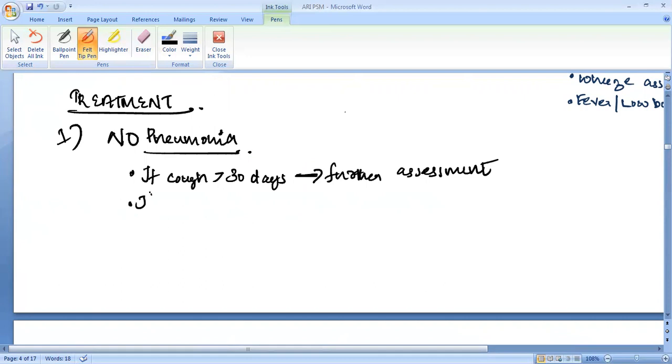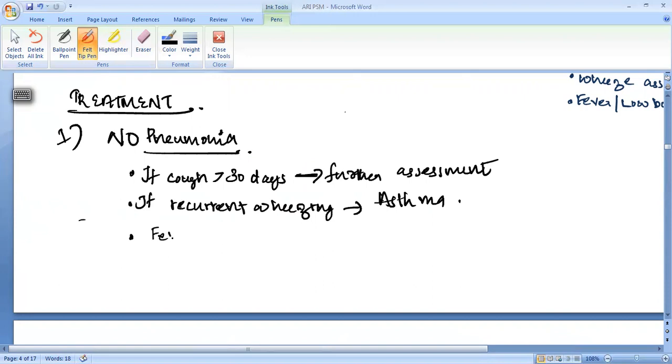So we can assess for TB like that. And if there is recurrent wheezing, then we have to assess for what? We have to assess for asthma. So these two things should be kept in mind. And if this patient is having any fever, we have to treat. Or if there is any wheezing also, we have to treat.